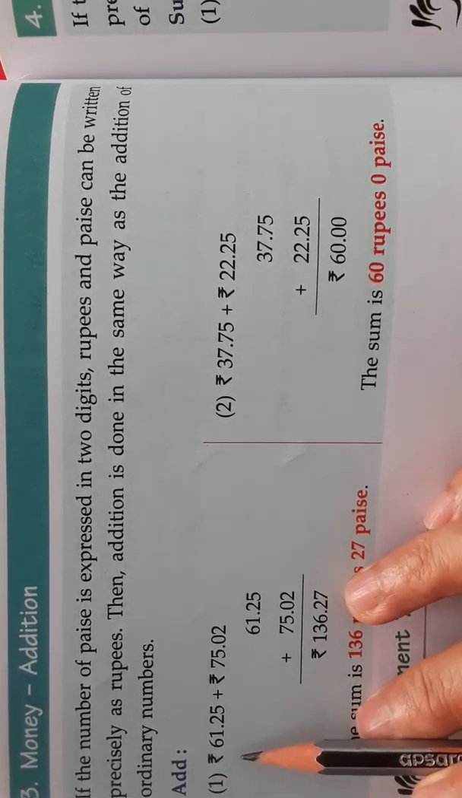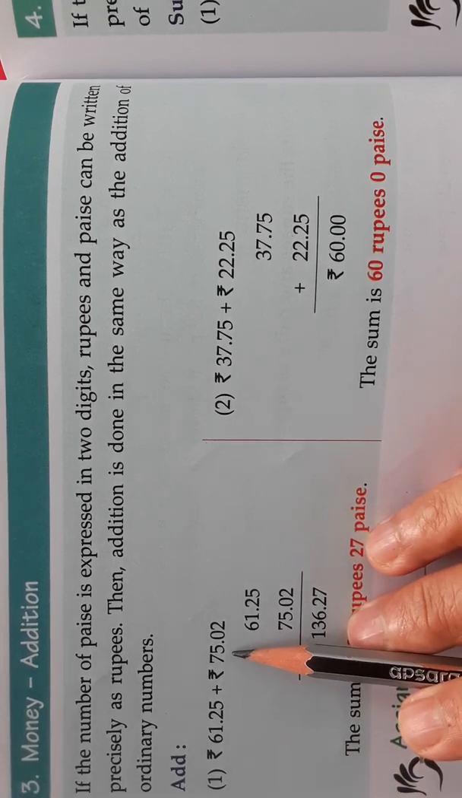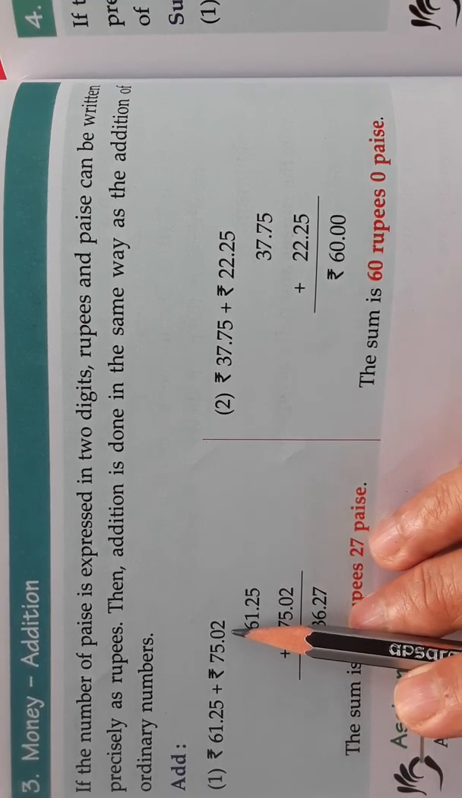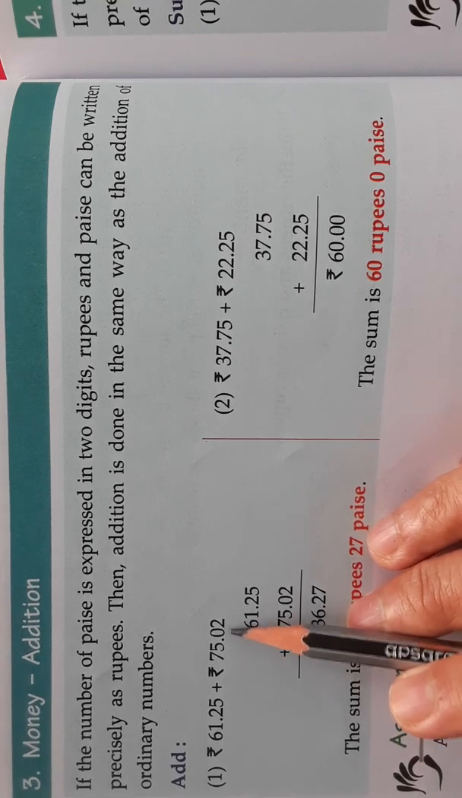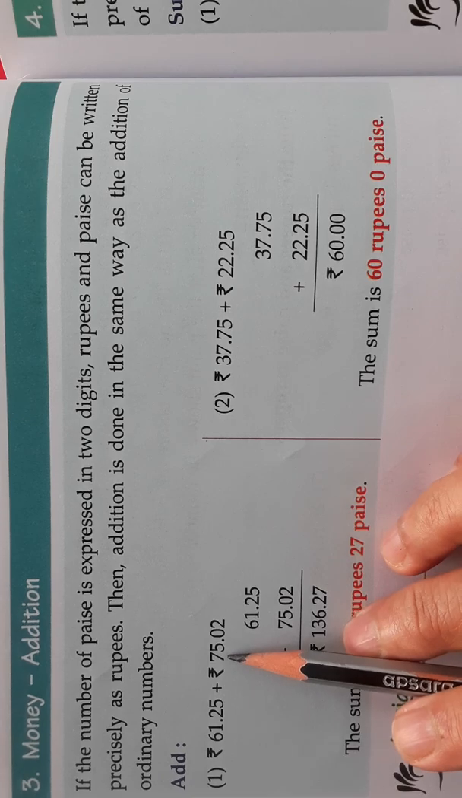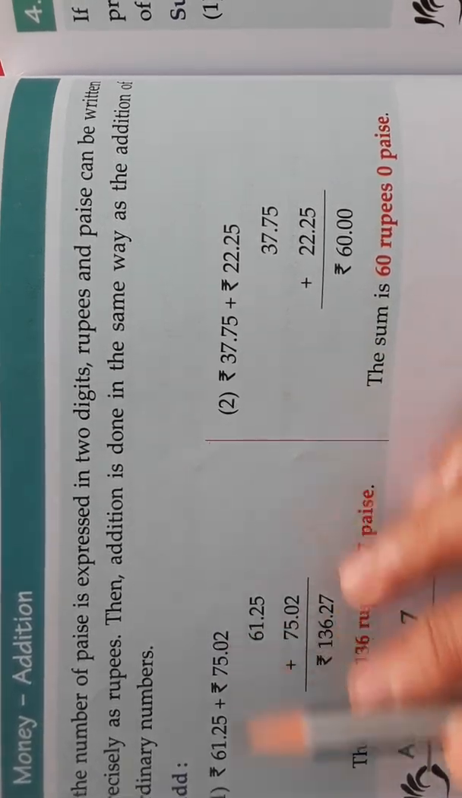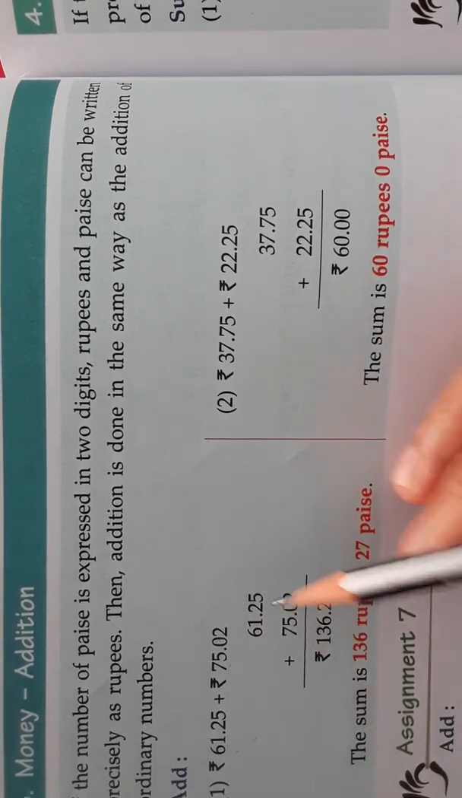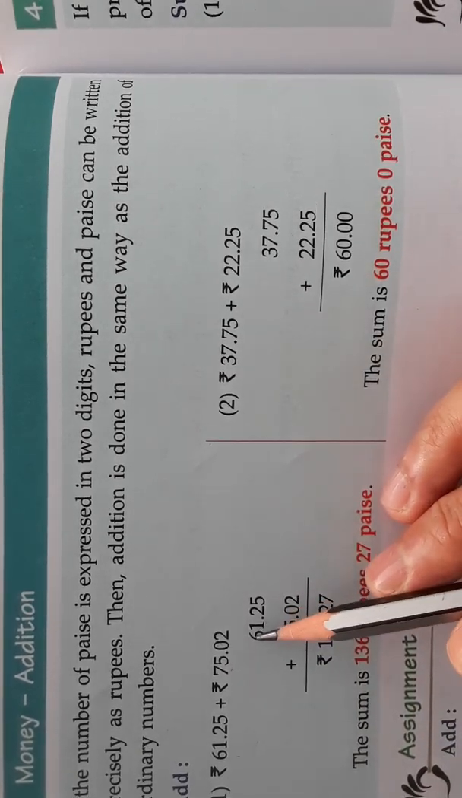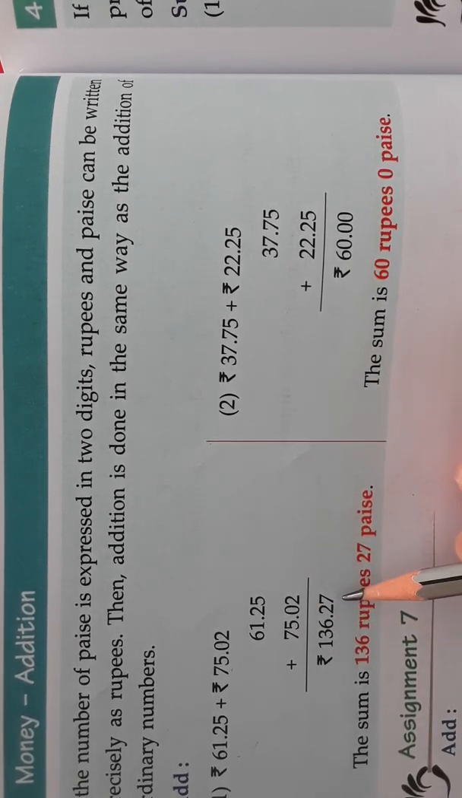Add 61 rupees 25 paise, 75 rupees 2 paise. 02 is nothing but 2 paise here. Since both are in the same form, we can add it just like that. Write rupees and paise in the same order and add it. Just add it.